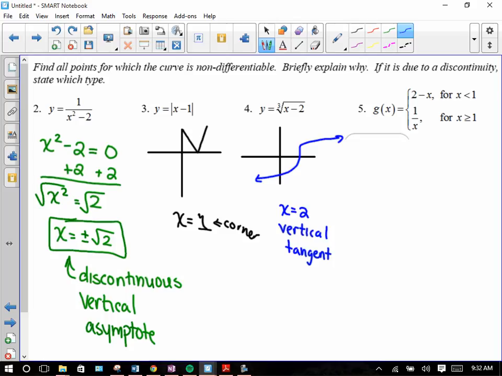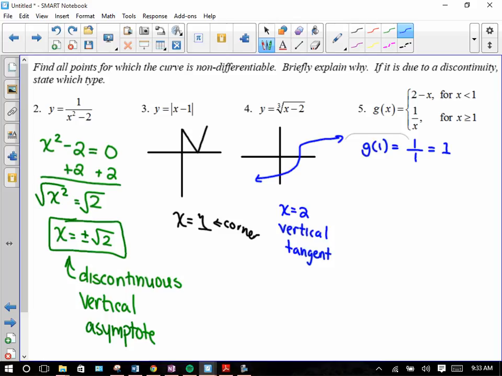Alright, so first we want to check to see if it's continuous. And remember, if something is continuous, the left hand and right hand limit are equal to the function value. So to check that it's continuous, first of all, we have to find out what g of 1 is equal to. Well, g of 1 is going to get plugged into this bottom function, because it says g of x is equal to 1 over x for x greater than or equal to 1. So we're going to have 1 divided by 1, which is equal to 1. So g of 1 is equal to 1.